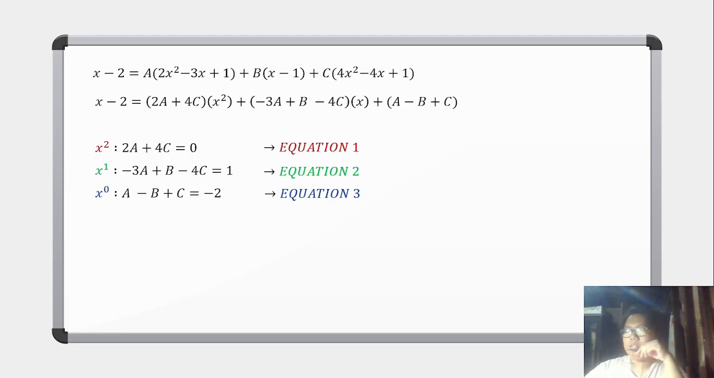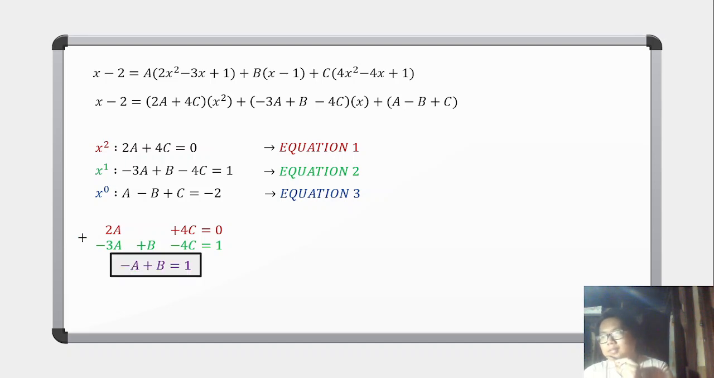To solve this system of equations, I'm going to add equation 1 to equation 2, and add equation 2 to equation 3. Adding equation 1 and equation 2, 2A + 4C = 0 plus -3A + B - 4C = 1, that would be -A + B = 1. Now we're going to label this as equation A for now.